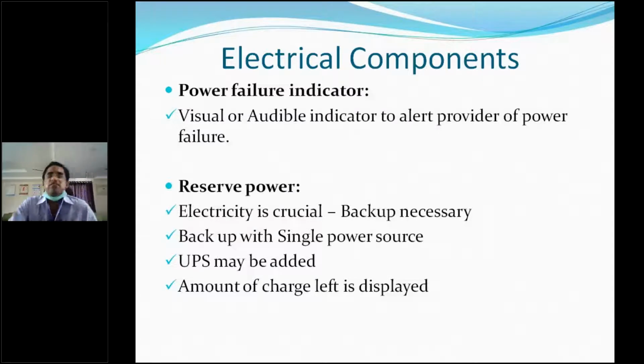It also has a reserve power. For example, if a patient is under general anesthesia and his lungs are being maintained by the anesthetic machine ventilator, and you have an electric circuit breakdown and there is no power, this reserve power helps in providing the energy required for the ventilator to function. As a backup, a UPS may also be added, and it also displays the amount of charge left on the anesthetic machine. Likewise, we have for our smartphones, the percentage of charging available.